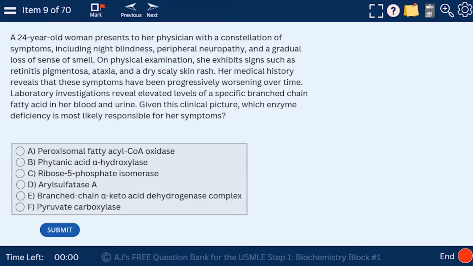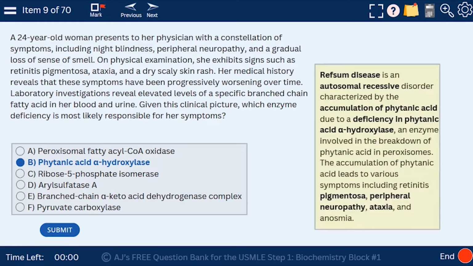Question 9. Here we have this woman with night blindness, peripheral neuropathy, and gradual loss of sense of smell, retinitis pigmentosa, ataxia, and dry scaly skin rash. We still don't know the answer, but then we see elevated levels of a specific branch-chain fatty acid in her blood and urine. So it's a problem with the peroxisome. Well, we see there's Zellweger, Refsum, and this one is Refsum. Refsum disease, which is due to deficiency of phytanic acid alpha hydroxylase. Phytanic acid alpha hydroxylase is the deficient enzyme in Refsum syndrome, and it leads to these symptoms, which you can read about over here. Again, retinitis pigmentosa, peripheral neuropathy, and ataxia, as well as sometimes anosmia.